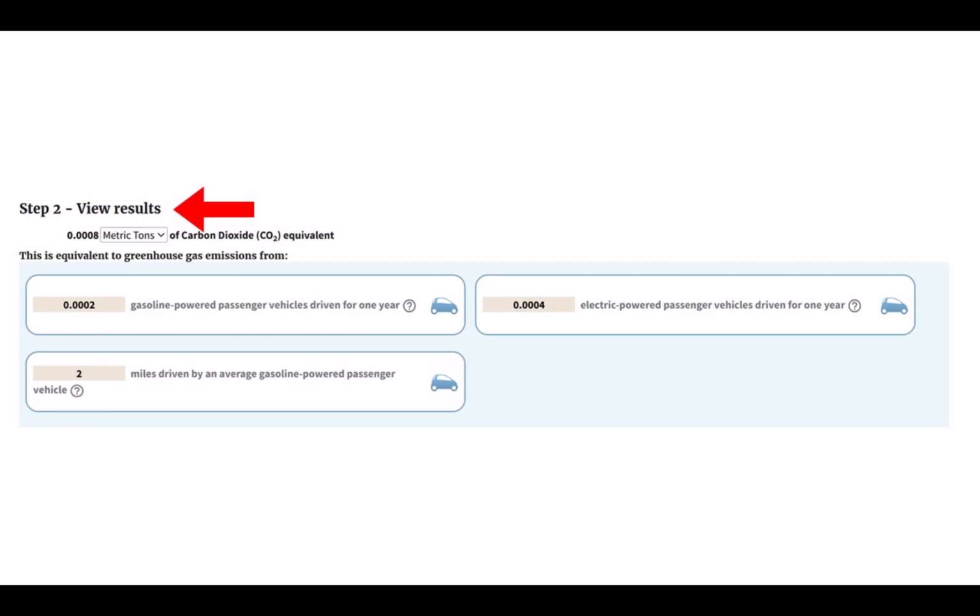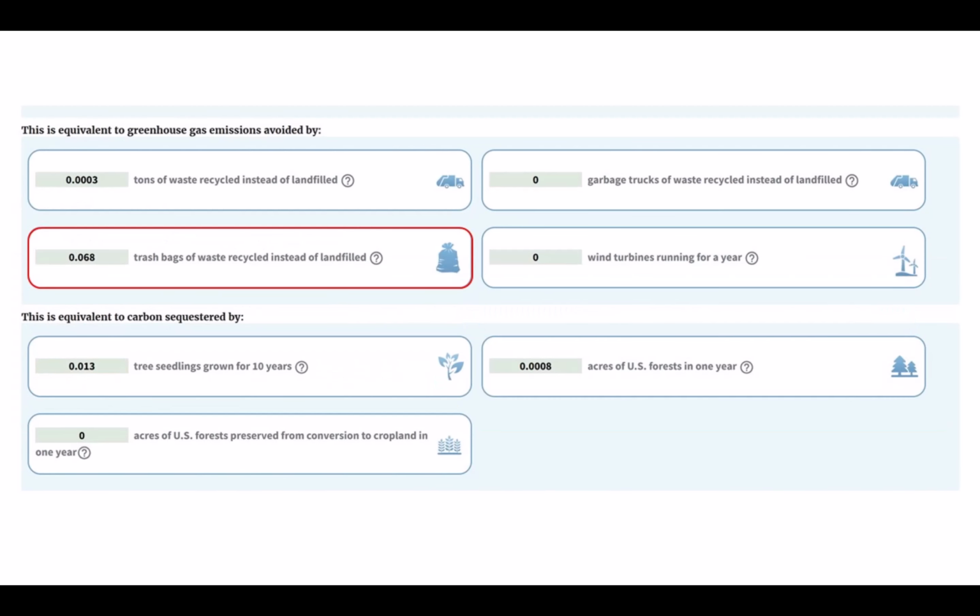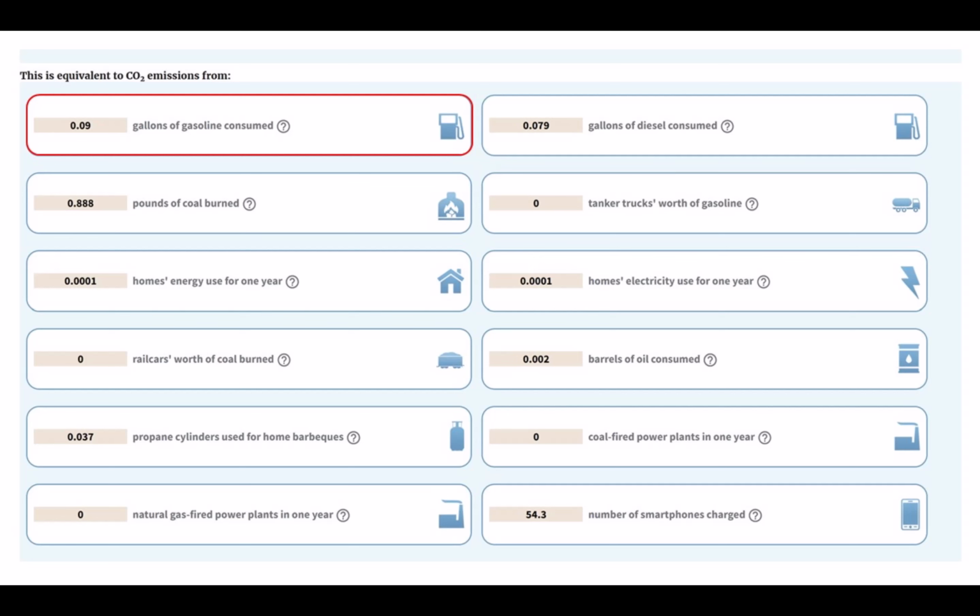Here are some examples. 1 kWh of electricity avoided in my region is the energy equivalent of 2 miles driven by an average gasoline-powered passenger vehicle. It's also equivalent to about 7/10 of a trash bag of waste recycled instead of landfilled. It's equivalent to almost 1/10 of a gallon of gasoline consumed. In my region, 1 kWh of electricity avoided is the energy equivalent to 54 smartphone chargings.